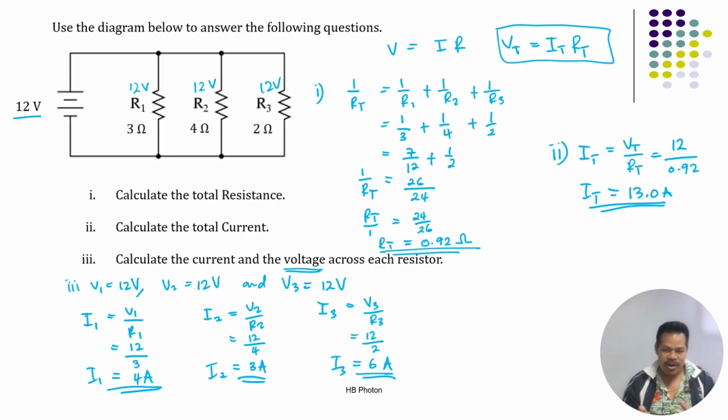So let's remember, in series, resistance affects the voltage, but in parallel, resistance affects the current. For example, the highest resistance, R2, which is 4 ohms, has a current of only 3 ampere, compared to the lowest resistance, which is 2 ohms, and the current is 6 ampere.